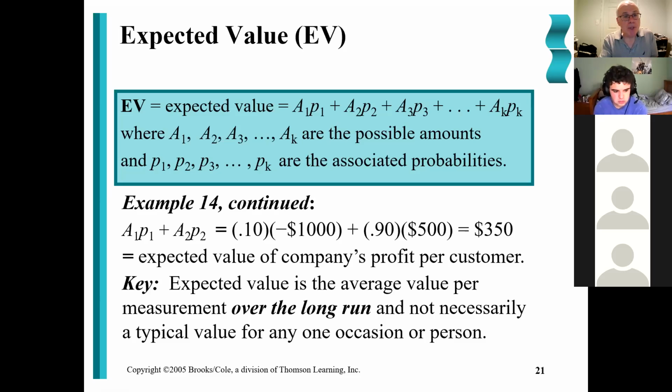So expected value, this is a complicated looking formula, but basically what it's saying to do is take the individual value, positive or negative, for a particular outcome and multiply it by its corresponding probability. And that's what we did in this case. One outcome was a net loss to the company of 1,000, with a 10% chance of that. We multiply the probability times that loss. And then 90% of the time they're going to make $500. So you multiply those two numbers too, and then you add these two products together and you get your 350. It's the expected value, right? But again, it's the average value per measurement over the long run. That's the whole idea. And it doesn't necessarily pertain to any particular person.